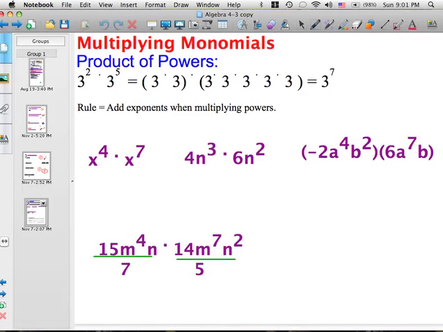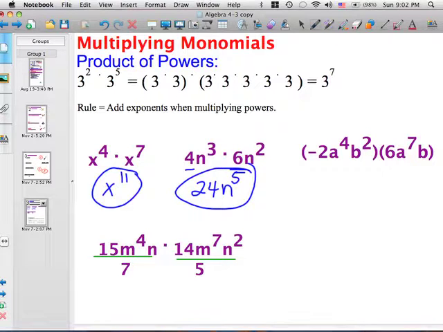So the first example here, x to the 4th times x to the 7th, that would be a total of 11 x's. Add the exponents 4 plus 7. In the second example, I can take the associative property, regroup, and the commutative property, multiply the 4 and the 6 together and get 24. And then the n to the 3rd times n to the 2nd, that's a total of 5 n's. So it'd be 24 n to the 5th.